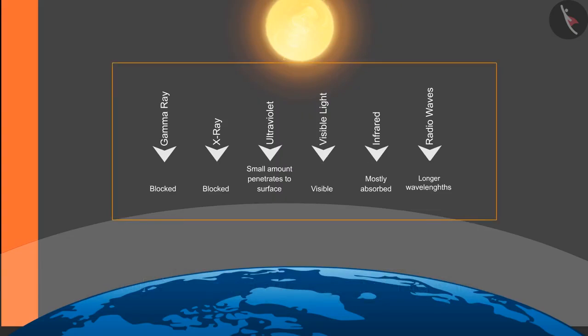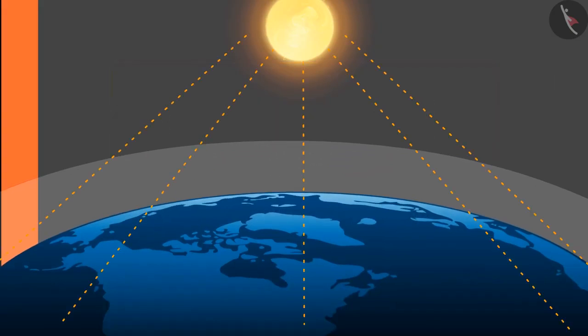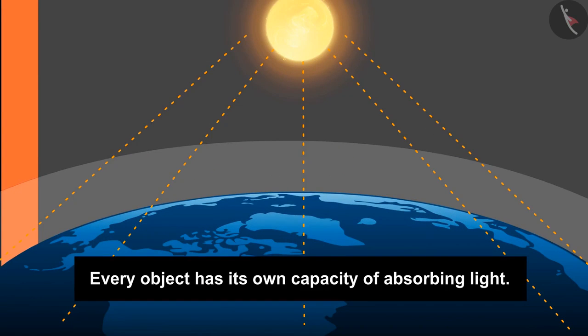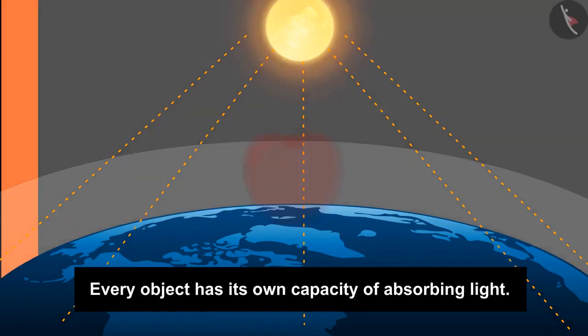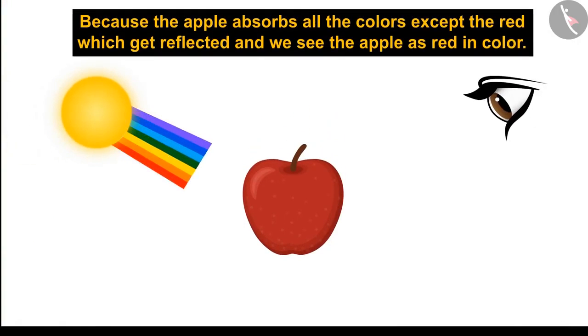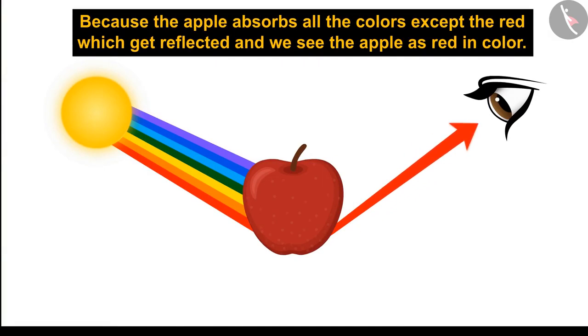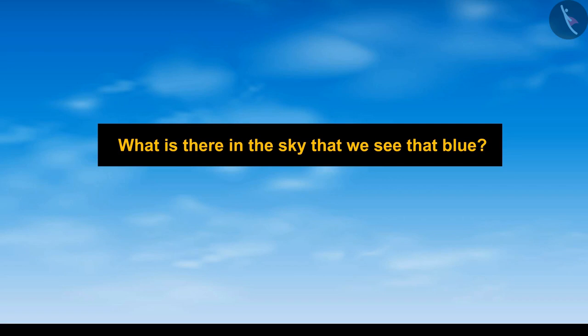These rays fall on various objects in the world. Every object has its own capacity of absorbing light. So, why do we see apples in red color? Because the apple absorbs all the colors except the red one, which gets reflected, and we see the apple as red in color. So, what is there in the sky that it seems blue?